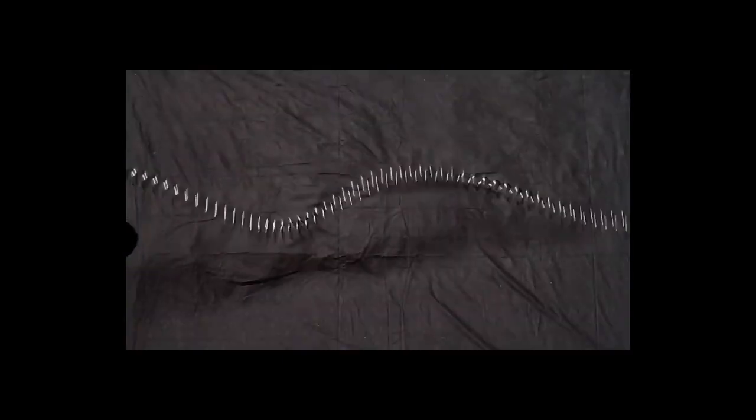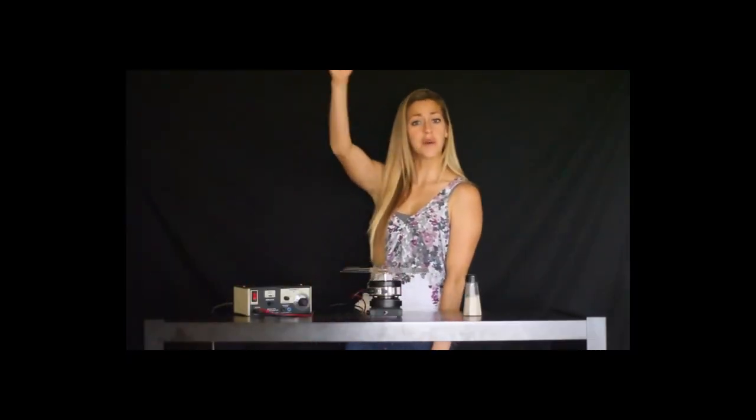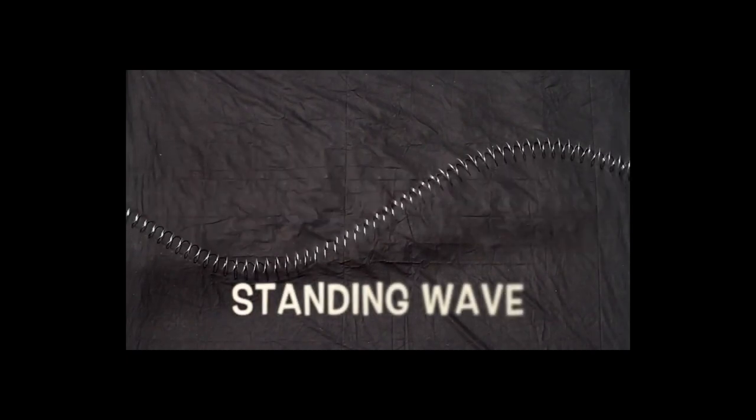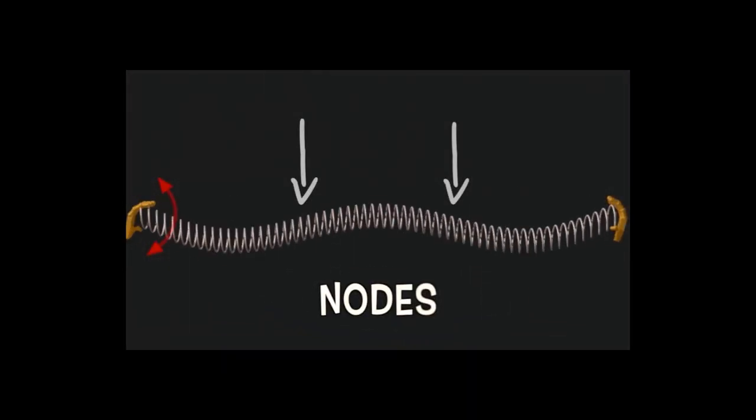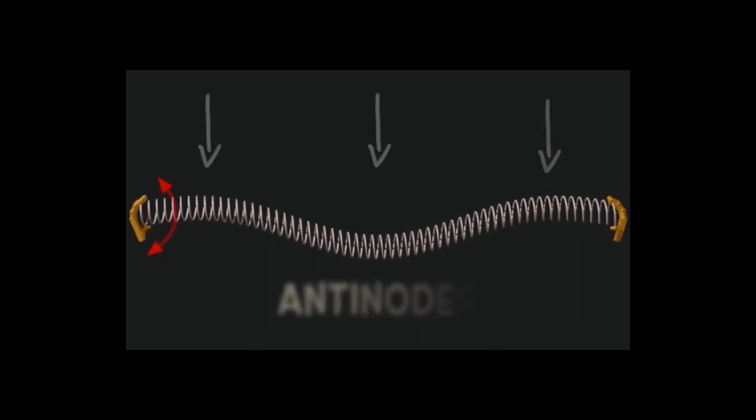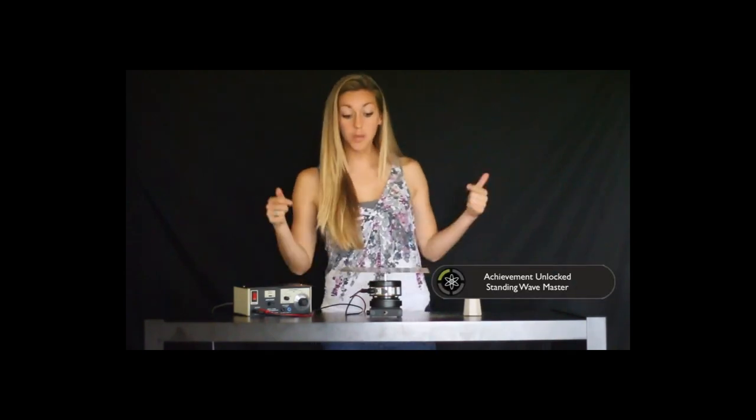It's standing! This is called a standing wave. And so is this. The places where the wave appears to be not moving at all are called nodes. And the places where they're moving a lot are called antinodes. Now that we've mastered standing waves, let's go back to our square plate.